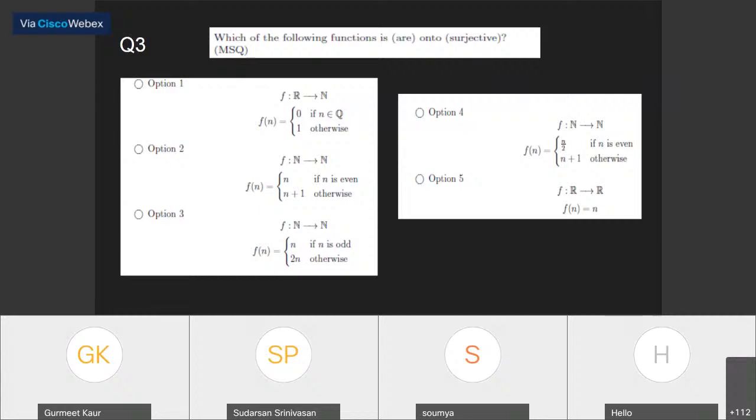Okay. So there's just one value here for which the codomain and range are not the same. So that's why I said you have to be careful in judging the nature of the function. So options 4 and 5, what about them?